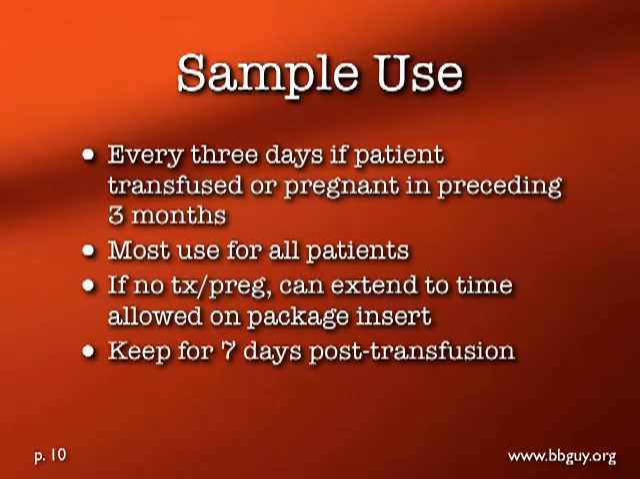Here it is in words. You have to have a new sample every 3 days if the patient has been transfused or pregnant in the preceding 3 months. If it has not been a pregnancy or transfusion, theoretically you can extend that to whatever time is allowed on the package insert of the reagents and on the sample tubes that you're using. There is no upper limit, and if you talk to different people in different places, you'll see substantially different upper limits. More on that in just a second.